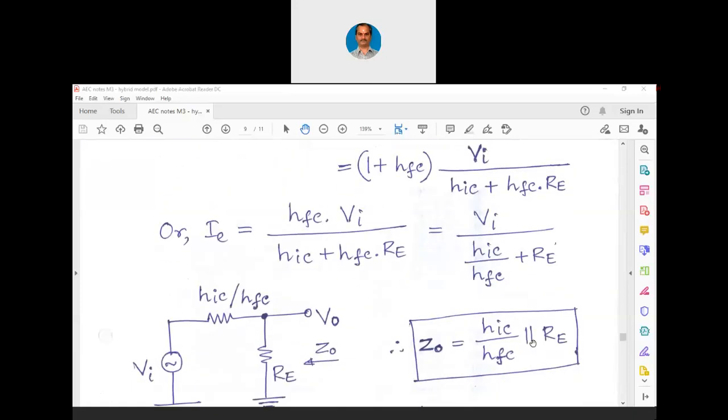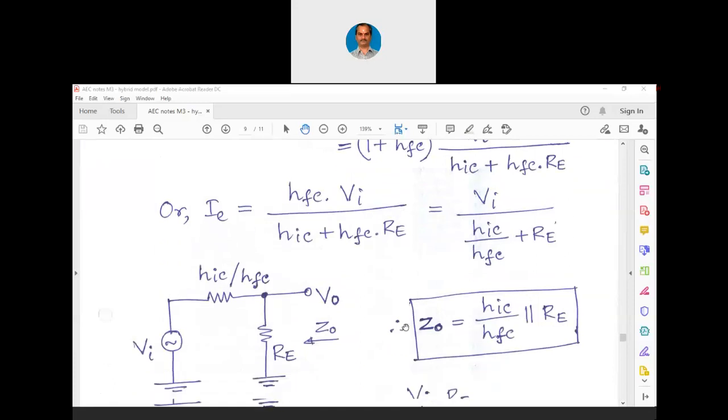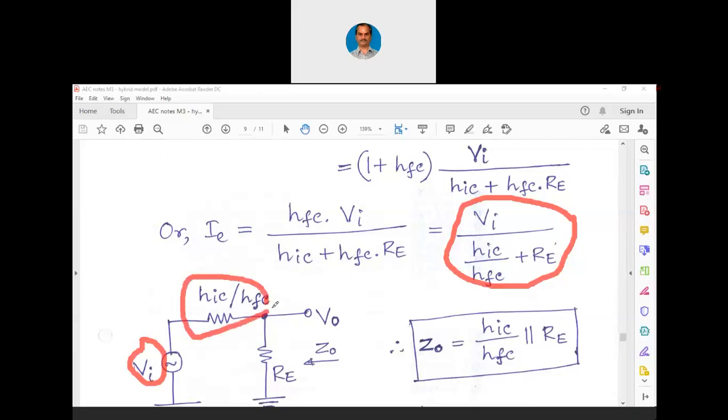Now we can write a network for this particular expression. You can see this network with respect to this particular expression. Just visualize this particular expression. There is this VI, and there is this HIC by HFC plus RE. HIC divided by HFC plus RE.